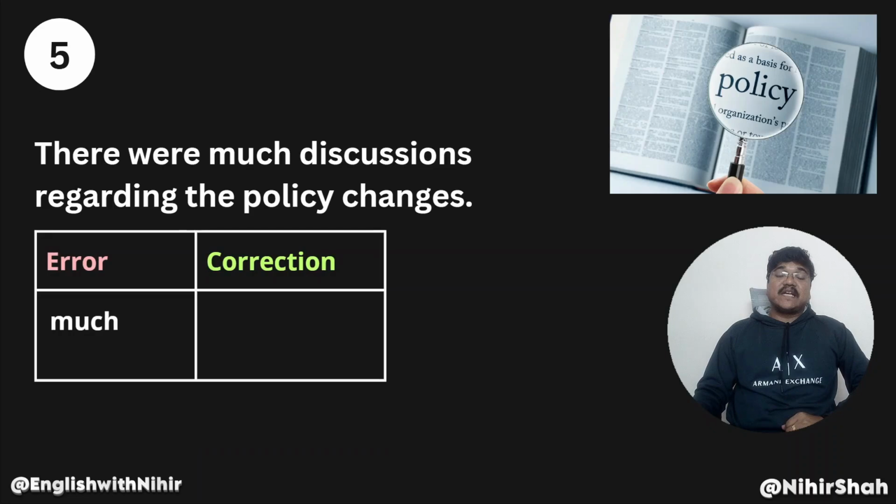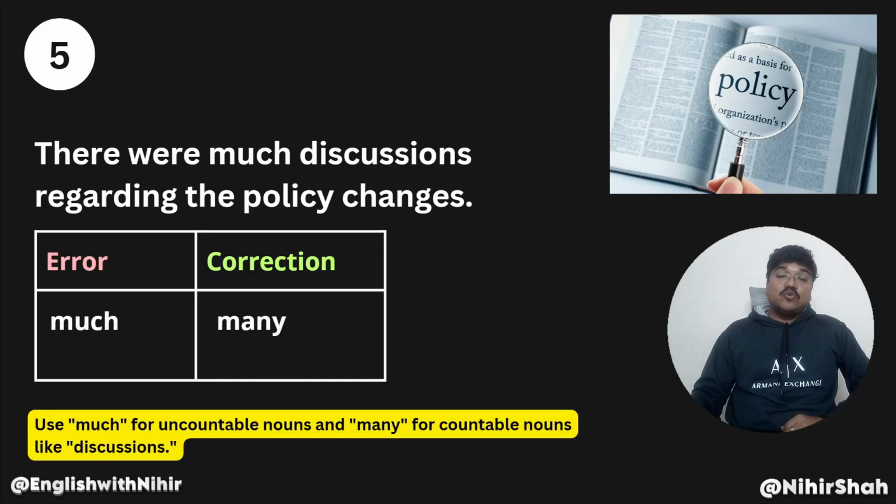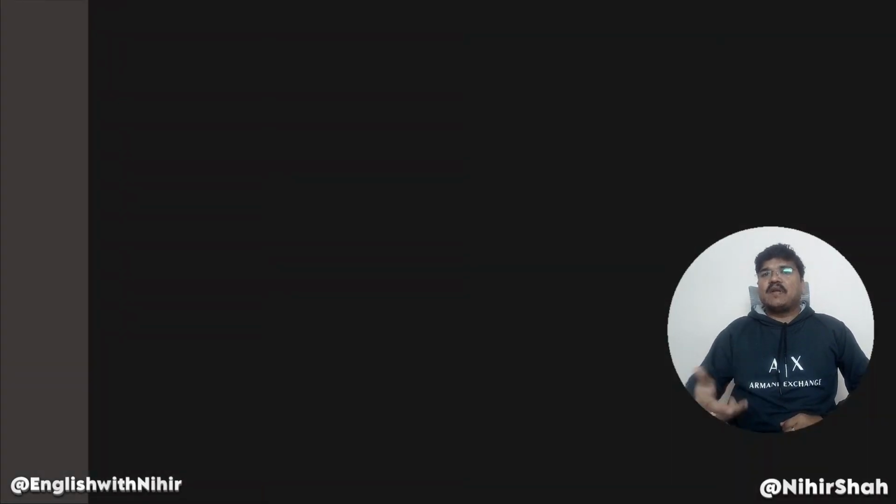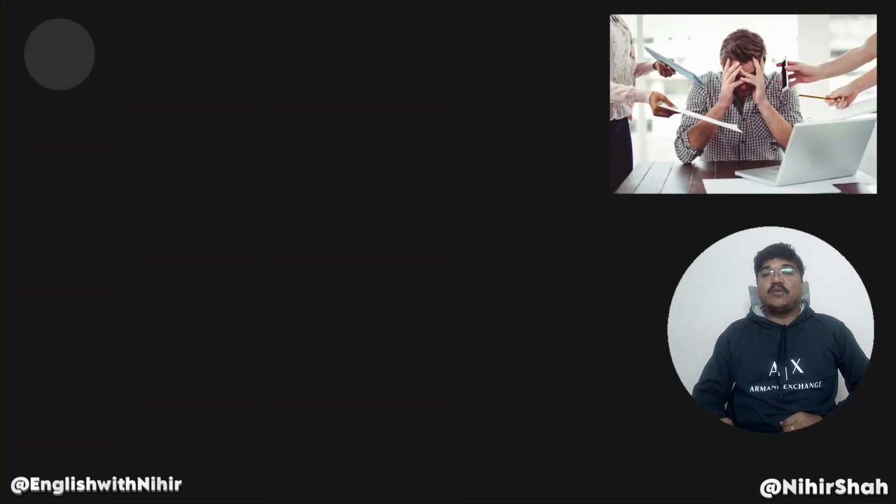Here, the correction is required in the word much. What should come instead of much? Many should come. Why? Because use of much is in uncountable nouns, while use of many is in countable nouns. So this is mistake number 5, misusing much and many.